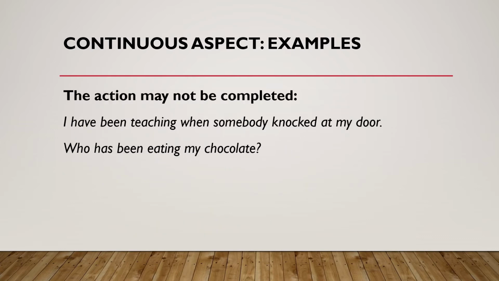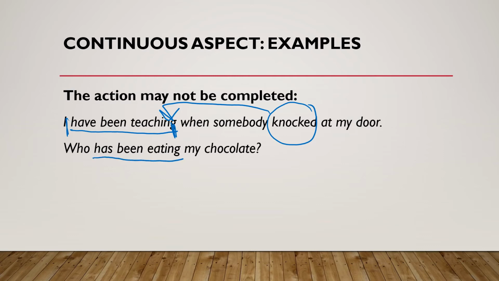Let's move on. Here are some other examples. The action may not be completed. For example, I have been teaching when somebody knocked at my door. So I had this process, this duration of a continuous action, when somebody knocked at the door and interrupted me. That means I cannot teach anymore. So my process of teaching is over.